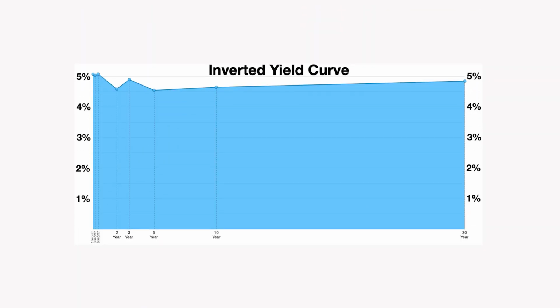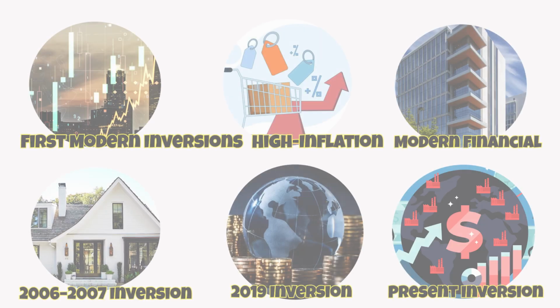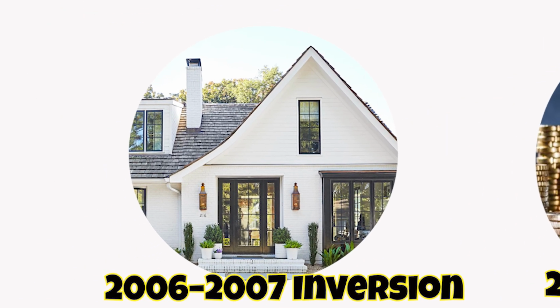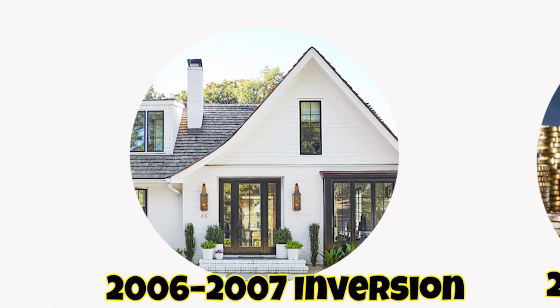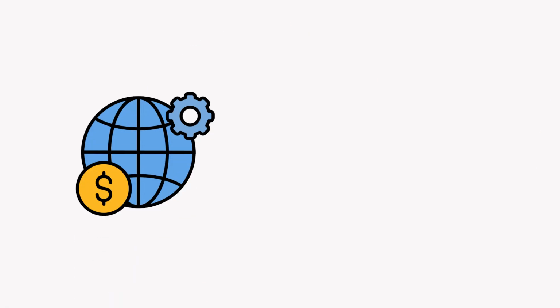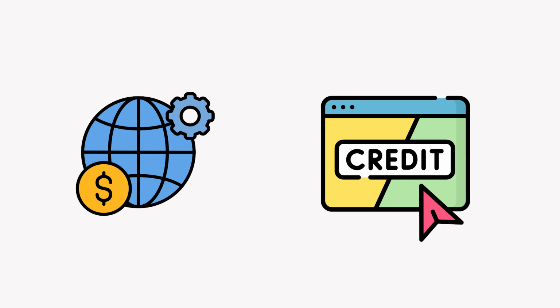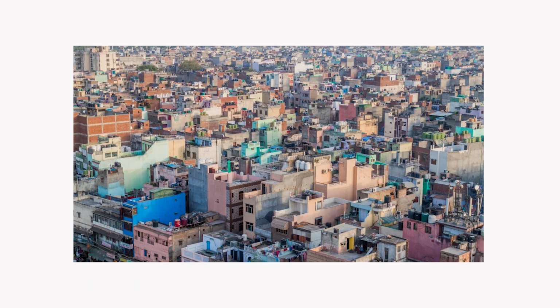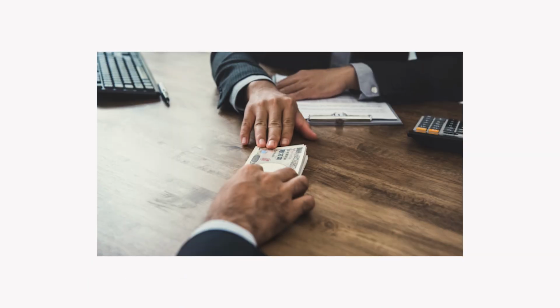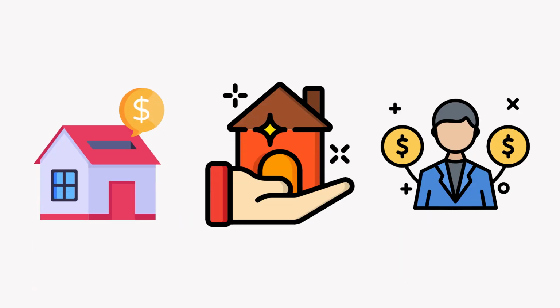The inversion that appeared in 2006 marked a clear turning point. The 2006 to 2007 inversion: a turning point. The financial system had become deeply dependent on credit. Housing prices were rising rapidly, lending standards were loose, and leverage was spreading through banks, households, and investors.